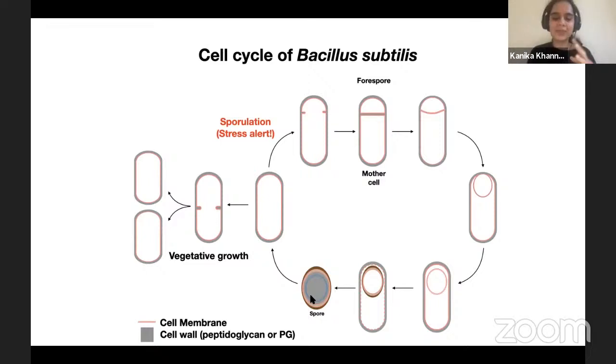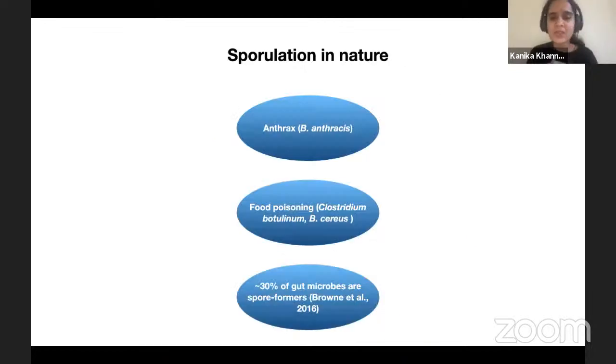Once the conditions in the environment are favorable again, there are nutrients and everything, these spores can germinate back to divide vegetatively. So sporulation is a very relevant process because many of the spore formers can cause diseases, because they can hide their cellular machinery, so to say, when the conditions are not favorable. And when the conditions become favorable, they can release the toxins in their respective hosts.